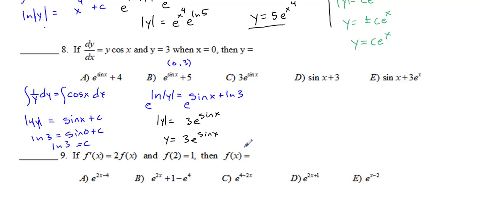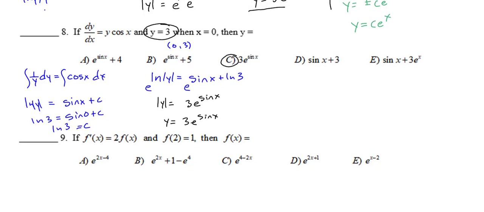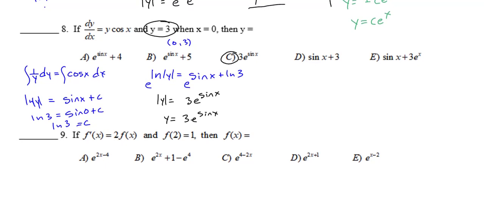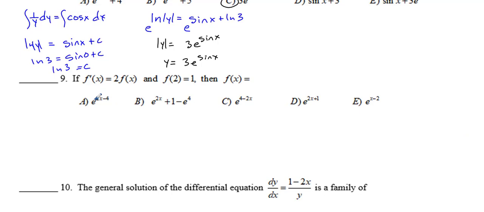How are you guys in this one? Why can I drop the absolute value? All right, so what would that be? 3e to the sine x right here. Okay, not too bad, right? These are actually fairly advanced problems, guys, and they're not too bad. Okay, here we go, number 9. Any other questions on number 8?